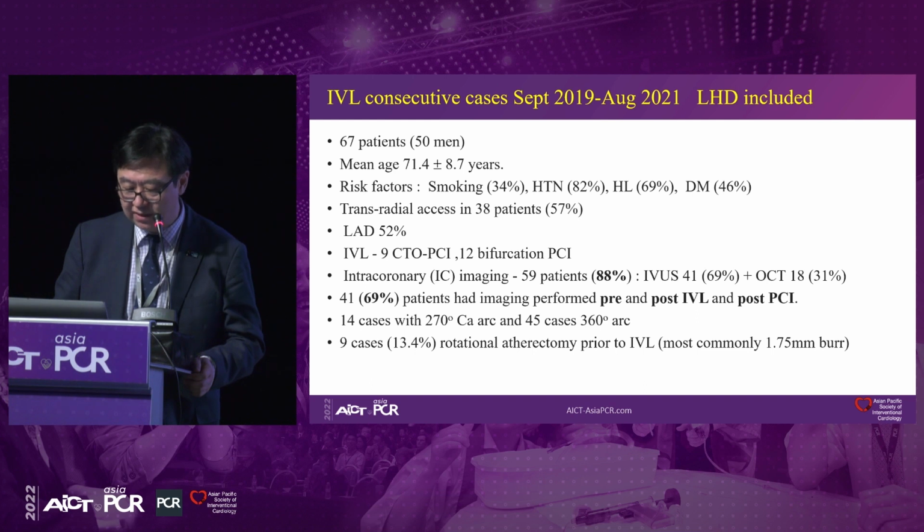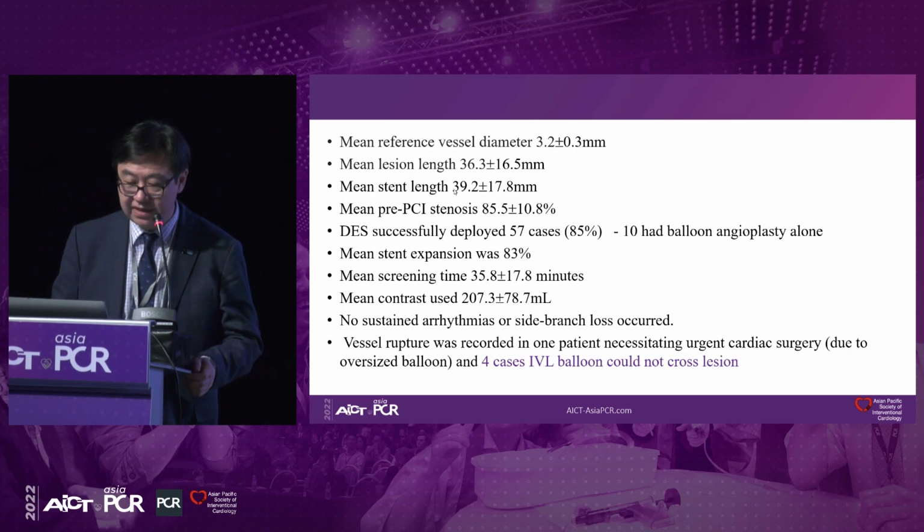Mean age is 71, transradial about 60%, mostly LADs, and 9 CTO cases, 12 bifurcations. Imaging here was done in 88% of the cases, 2/3 were IVUS, and 1/3 OCT. Notice that we had 70% of patients having post IVL and post PCI, and a lot of the patients had 360-degree calcium. 13% needed rotational atherectomy, median size about 3, stent length about 40 millimeters, tight stenoses, 10 only had balloon angioplasty. The stent expansion achieved was 83%.